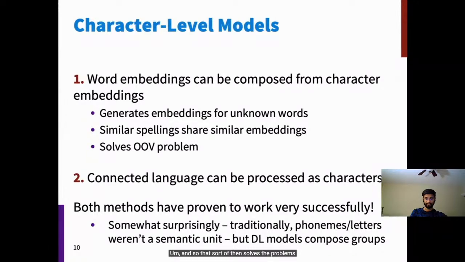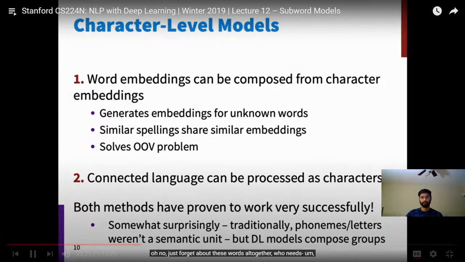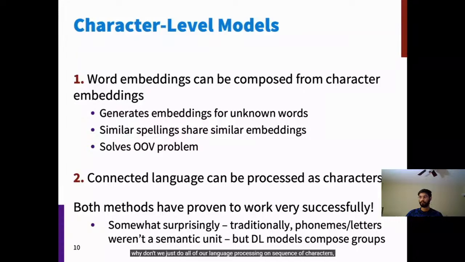And so that then solves the problems with unknown words, and we get similar embeddings for words with similar spellings, etc. But the other alternative is to say, oh no, just forget about these words altogether. Who needs them? Why don't we just do all of our language processing on sequences of characters? It'll work out fine. Both of these methods have been proven to work very successfully.